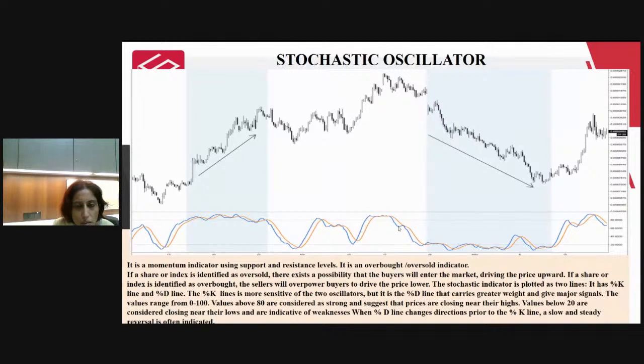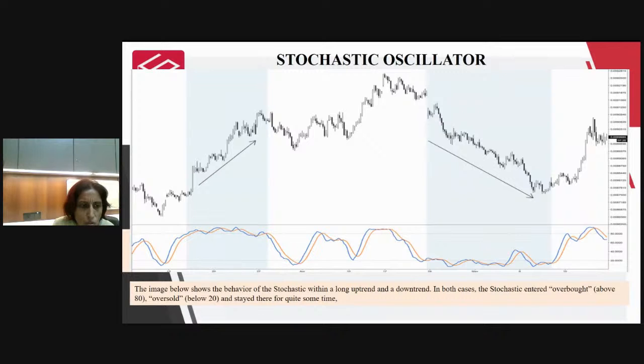Okay, so the range, as we can see, even for the stochastic oscillator, the range of these lines is between 0 to 100. Values above 80 are considered strong and suggest that prices are closing near their highs, and values below 20 are considered as closing near their lows and are indicative of a weak market. So the images you can see over here show the behavior of the stochastic within a long uptrend and a downtrend.